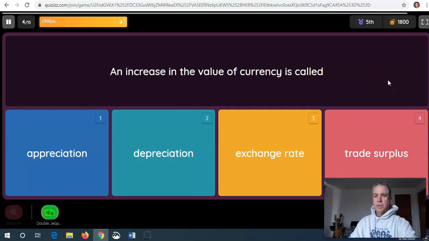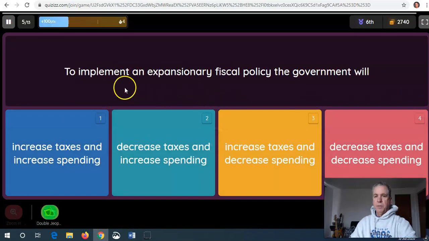An increase in the value of currency. So when money increases in value relative to another country's money, that is known as appreciation. To implement expansionary or growing fiscal policy, the government is going to do what? How are they going to do that? And that is the topic of that article that I had you read. So what kinds of things could they be doing here?